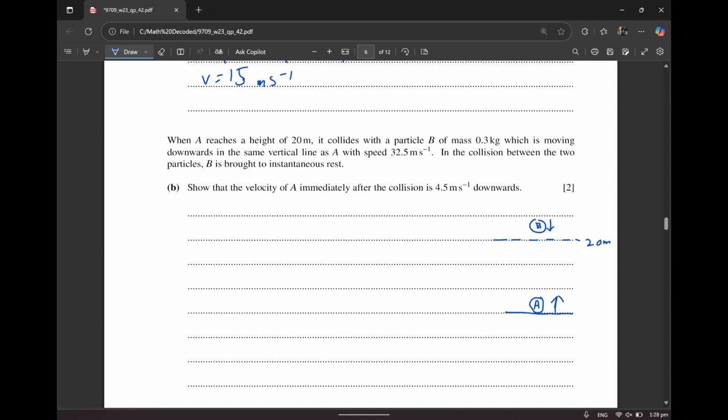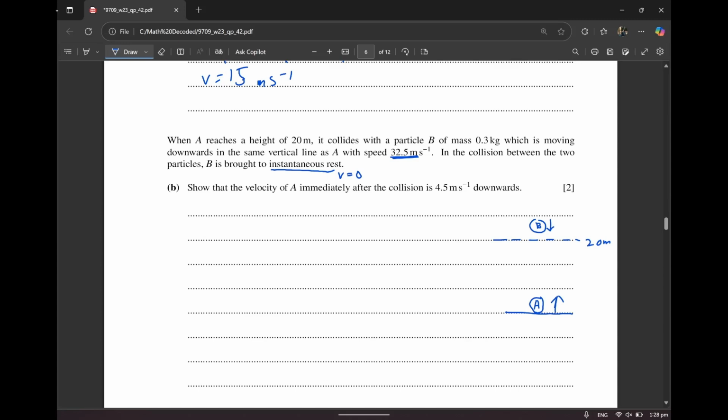Anyways, particle B of mass 0.3 kg, which is moving down in the same vertical line with the speed 32.5. In the collision between the two particles, B is brought to instantaneous rest. Means that this velocity becomes zero at the end. Show that the velocity of A immediately after the collision is 4.5.